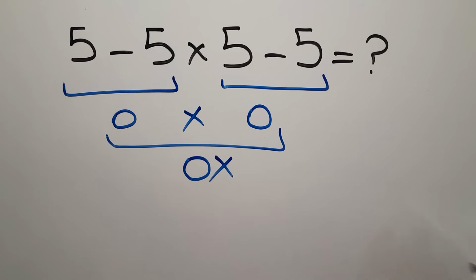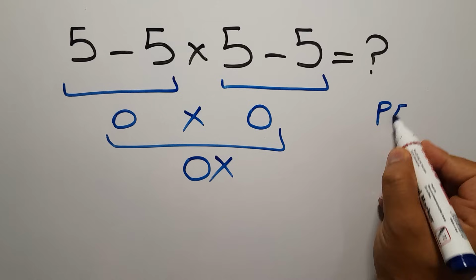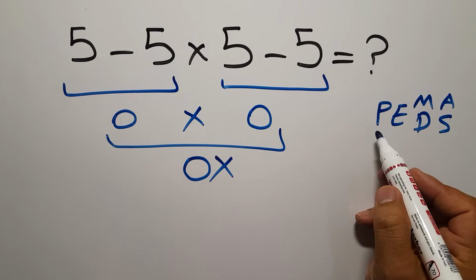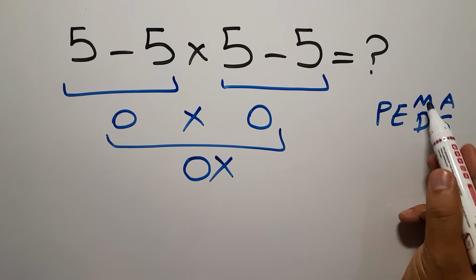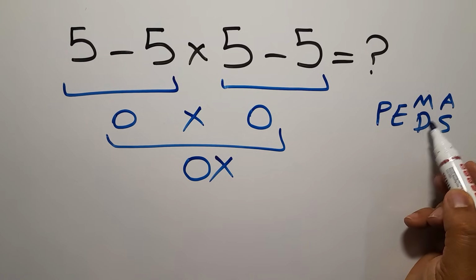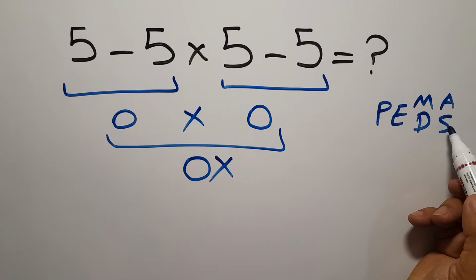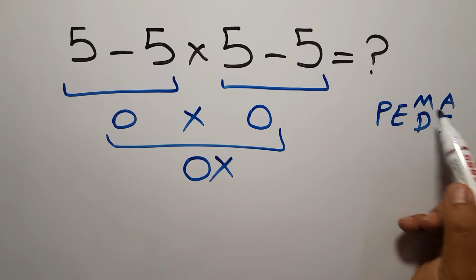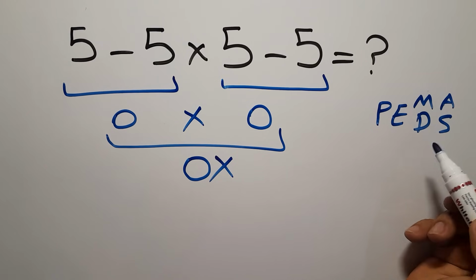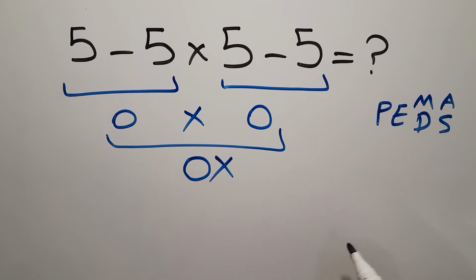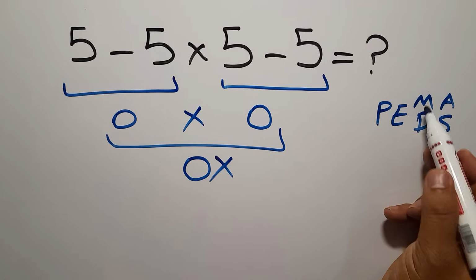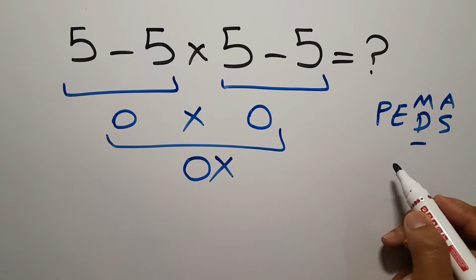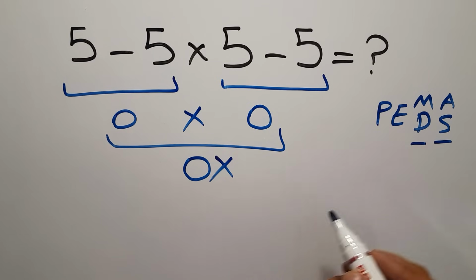Because according to the order of operations, which is PEMDAS, P stands for parentheses, E stands for exponents, M and D stand for multiplication and division, and A and S stand for addition and subtraction. We first do parentheses, then exponents, then multiplication or division, and finally addition or subtraction. Remember that multiplication and division have equal priority and we have to work from left to right. And the same applies to addition and subtraction.